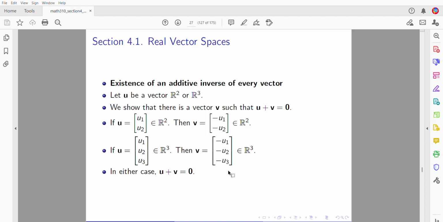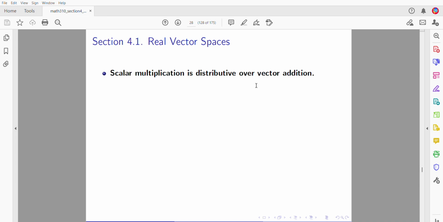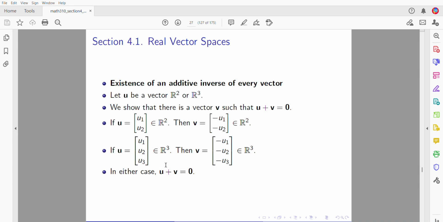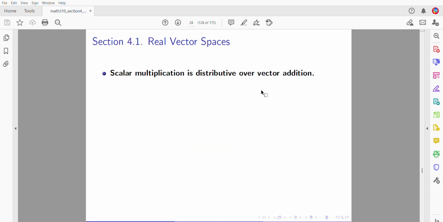Such a vector V is called the inverse of vector U. Okay, so four properties of addition. Addition is commutative, addition is associative, there exists an additive identity, and then you can show the existence of additive inverse for every vector. Now let's look at properties of scalar multiplication.